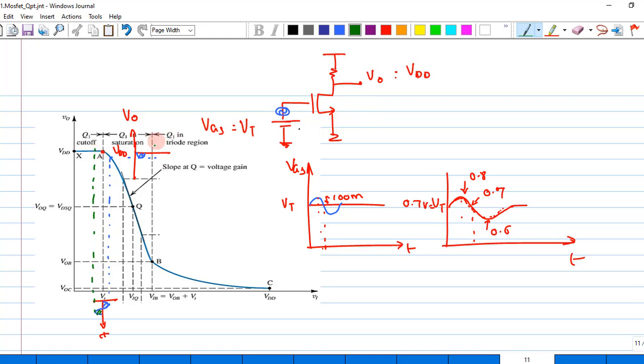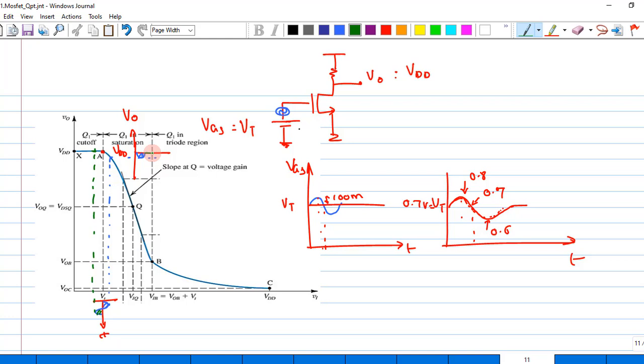Now how would the graph be built for the positive cycle of my output? Should I draw something like this? Can I draw like that? What is this value that I'm hitting? Same as VDD. So you cannot go beyond the value of VDD. You have to stick with this value of VDD, so your waveform is getting clipped off. Obviously this is not a good spot to have our Q point.